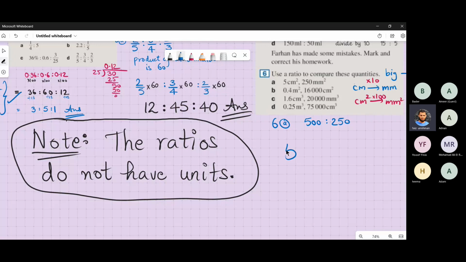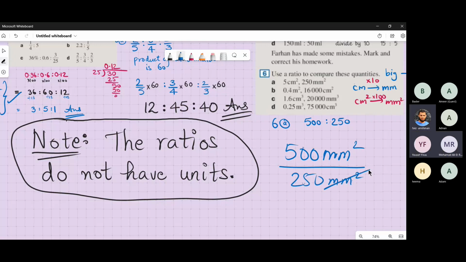No. The reason is 500 mm square and 250 mm square, they get cancelled, right? So they don't exist. Yusuf's answer is correct. They don't exist. Why? Because they cancel out each other.